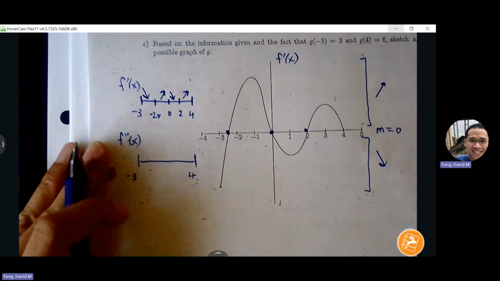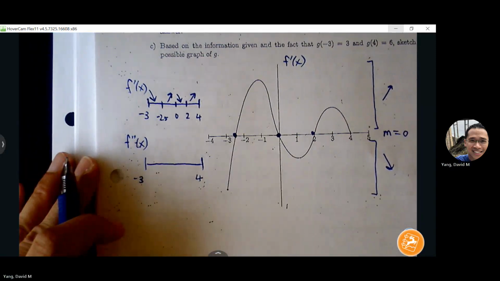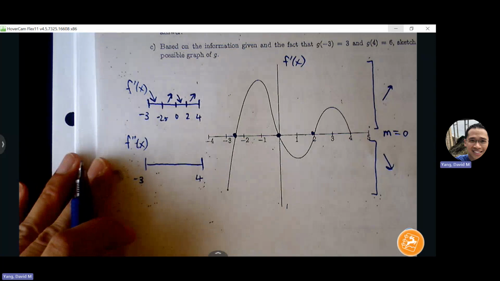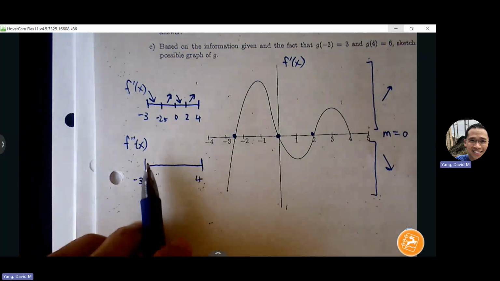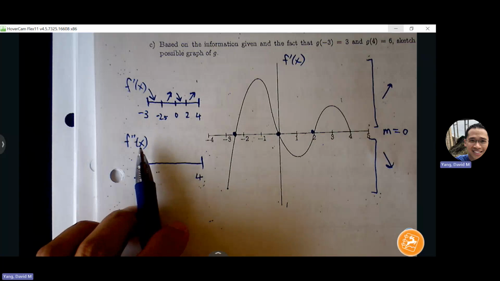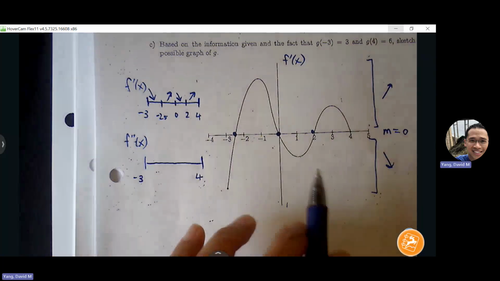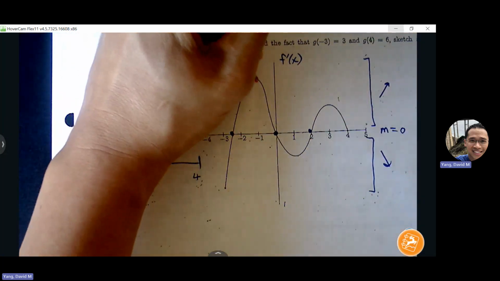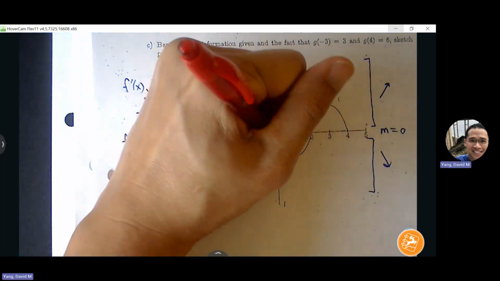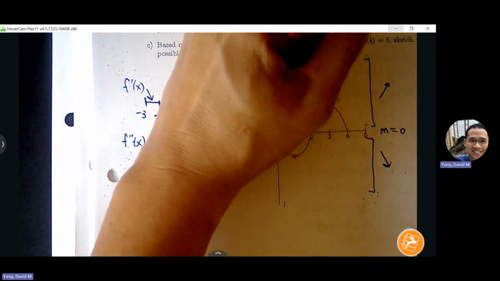A lot of the same endpoints. Yep, that's right. Endpoints will still be the same. But now we're looking for points of inflection. Now, points of inflection on the F prime graph are going to live where? Max and mins. Yeah. These are maximum and minimum slope values.